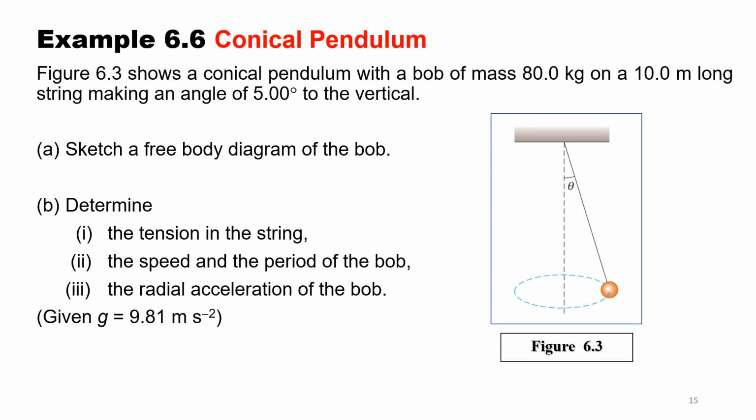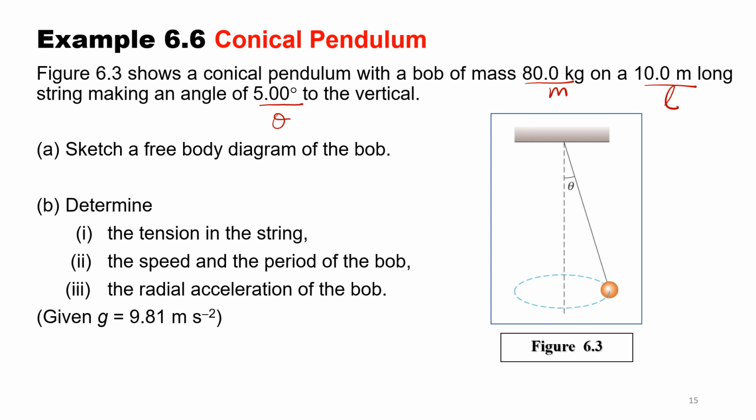Alright, next, example 6.6. The objective is to solve problems related to centripetal force for a conical pendulum. Okay, figure 6.3 shows a conical pendulum with a bob of mass 80 kg on a 10 meter long string making an angle of 5 degrees to the vertical. Okay, the information from the question are, the first one is the mass, and then the length of the string, and the last one is theta.